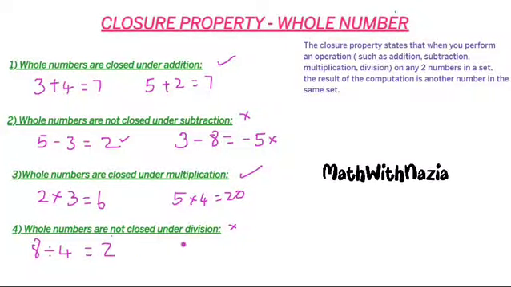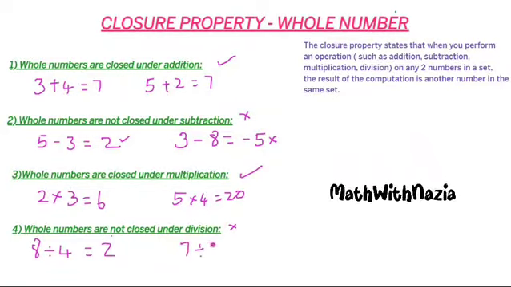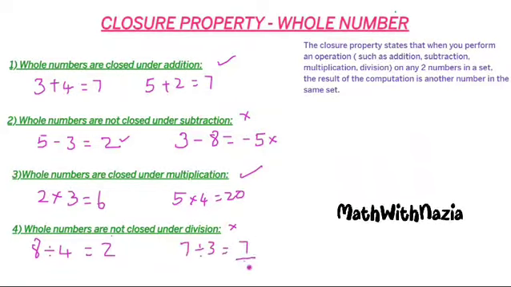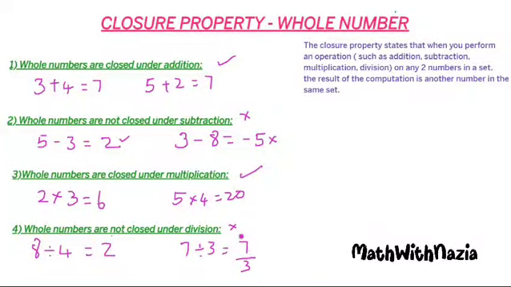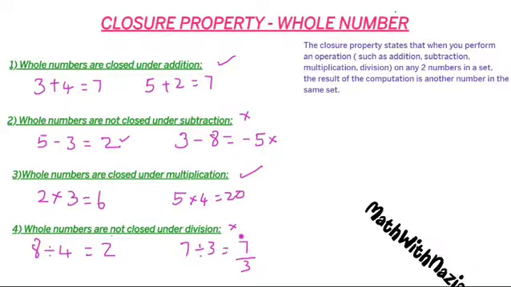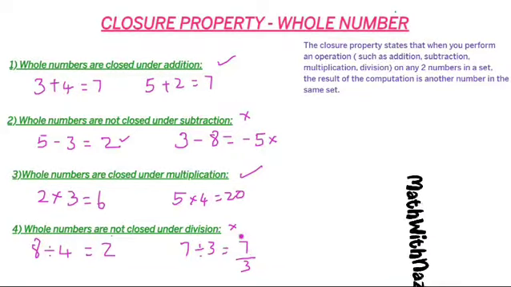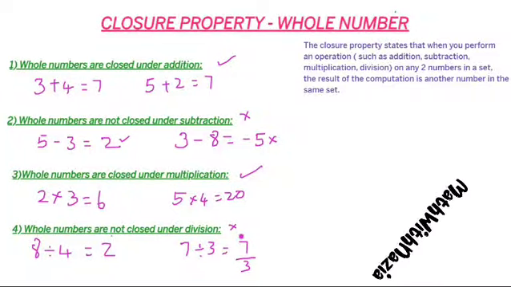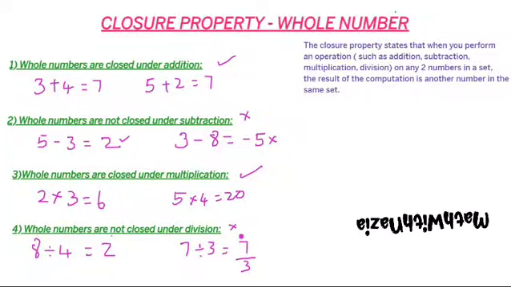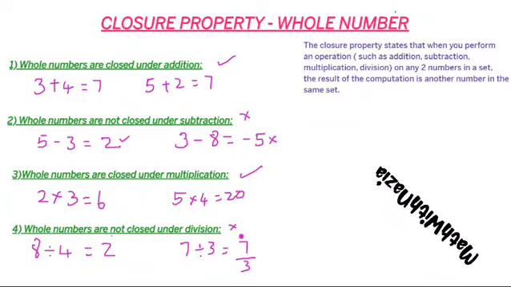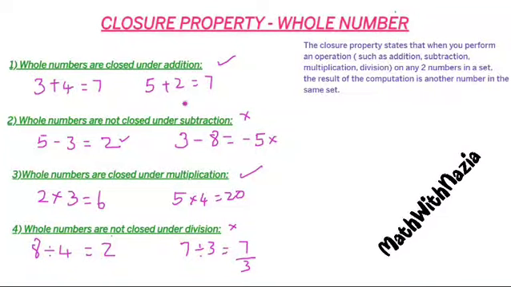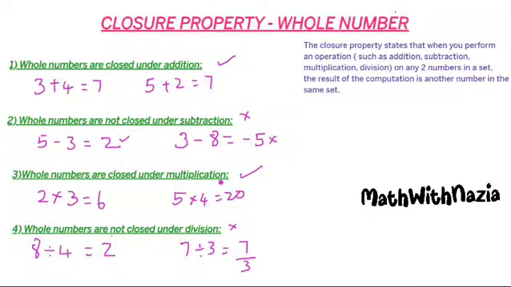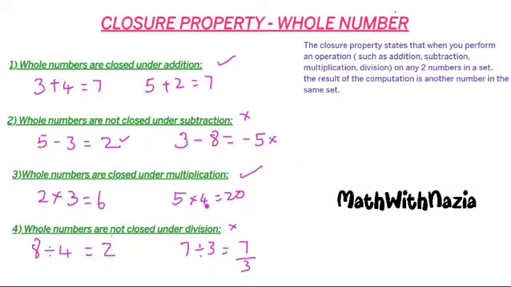Now let me take another example, 7 divided by 3. I got 7 by 3, which is a fraction. It's not a whole number. So universally it doesn't work on division. Clear? So whole numbers are not closed under division. Now we have learned all four closure properties on whole numbers: whole numbers are closed only under addition and multiplication, but not under subtraction and division.